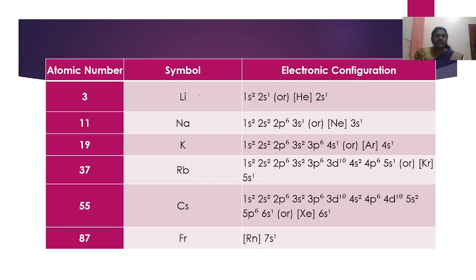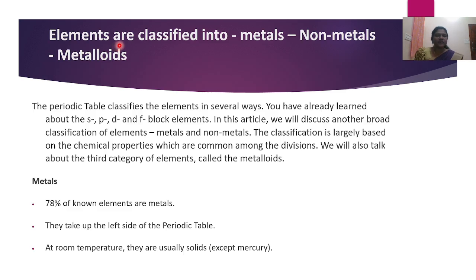All the alkali metals have the electronic configuration ns1 in the outermost shell. For lithium it is 2s1, for sodium it is 3s1, potassium 4s1, rubidium 5s1, cesium 6s1, francium 7s1. Okay, this is the additional topic for the JAM examination preparation.